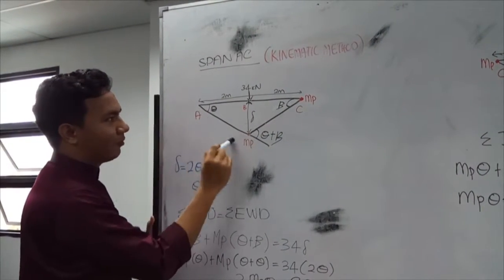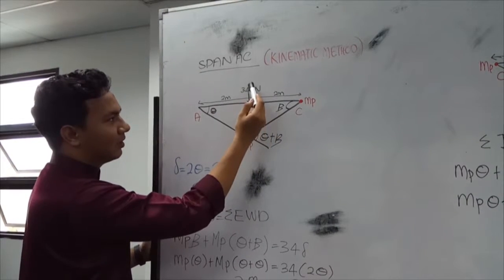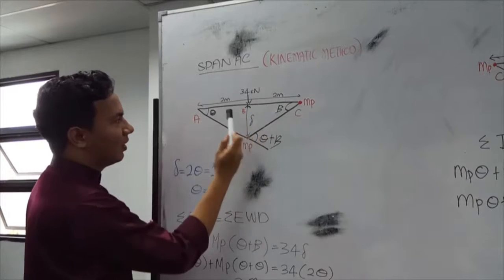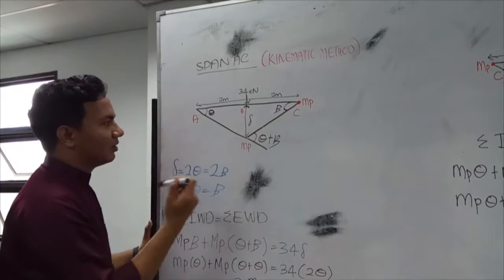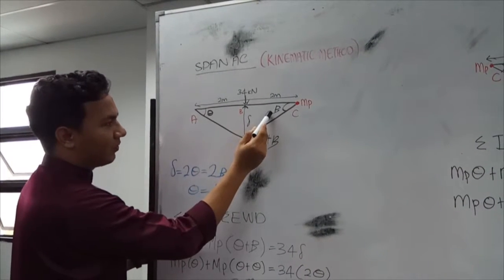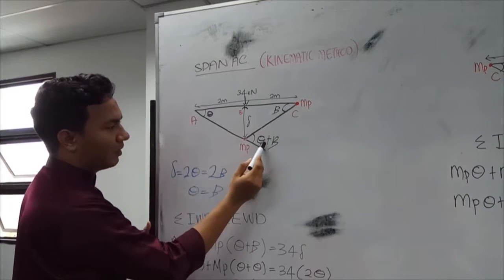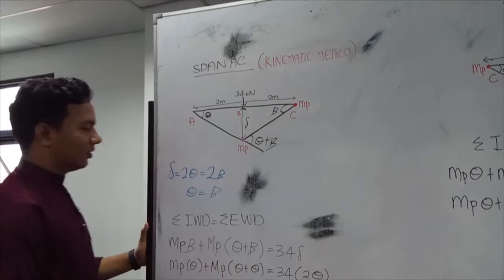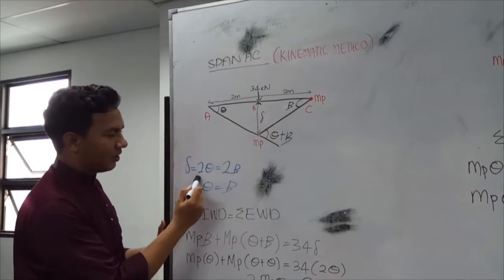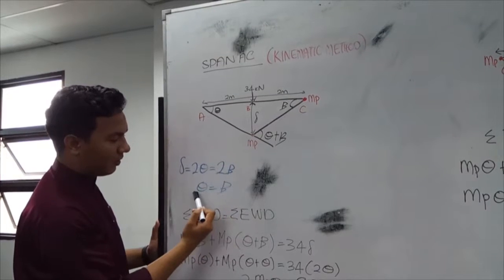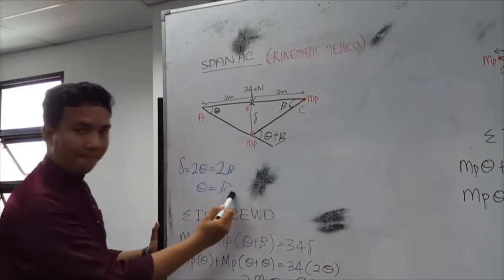So this is the diagram. And then we have the collapse load 24 kilonewton, and 2 meter and 2 meter. So we have theta and beta here, and deflection here, and here theta plus beta. So we can see the relationship between the deflection and the theta and beta. So lastly, we can get theta equal to beta.